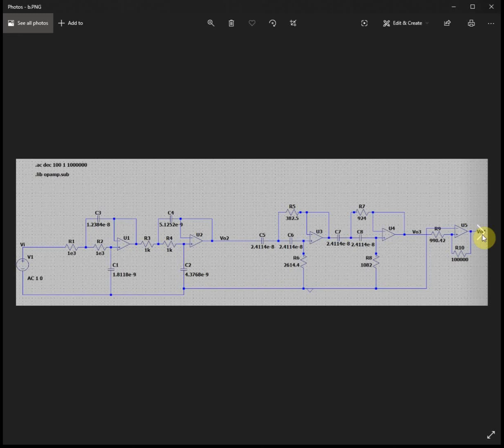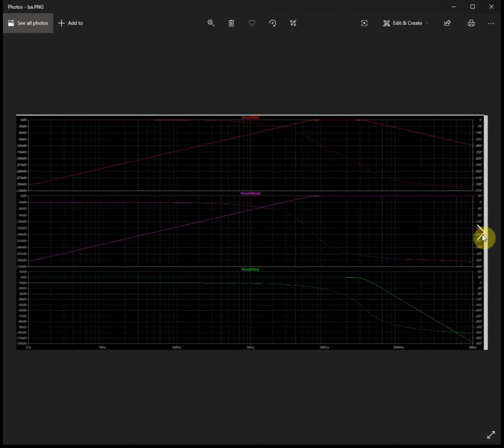And as you can see in the analysis graphs right here, the VO2 over VI shows us the low pass filter. The VO3 over VO2 gives us the high pass filter. And the VO3 over VI gives us the total filtering.